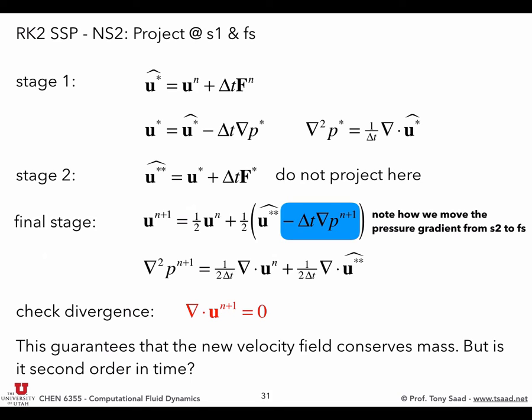Okay? So now that gives you an equation for the pressure, and you can show that div u n+1 is 0 right now. So this guarantees that your new velocity field conserves mass. But is it second order in time? Yes, it is second order in time. Because what I did here is just a trick. I don't need to explicitly separate stage 2. I can combine stage 2 with the final stage. So there's no stage 2. So we only need to project at stage 1 and the final stage, okay, for RK2.